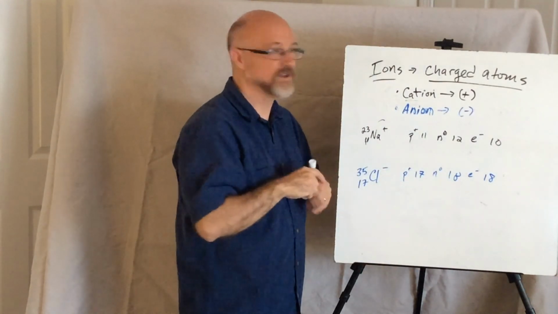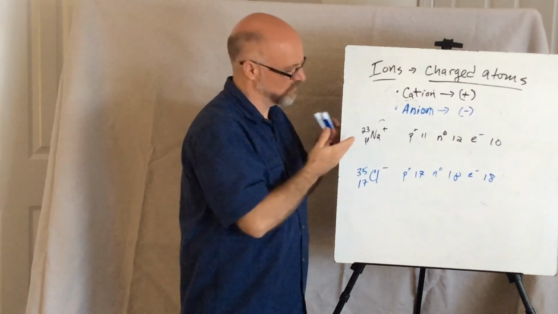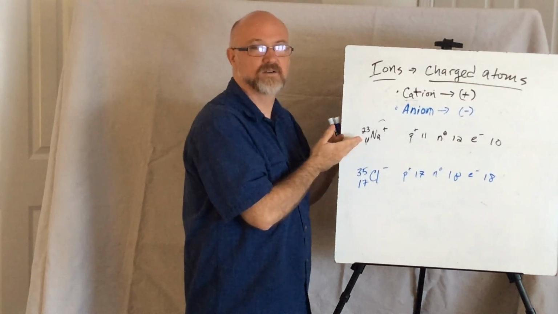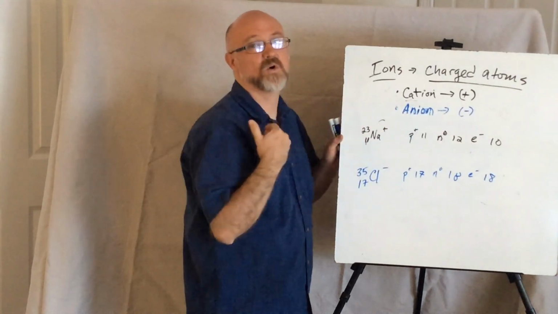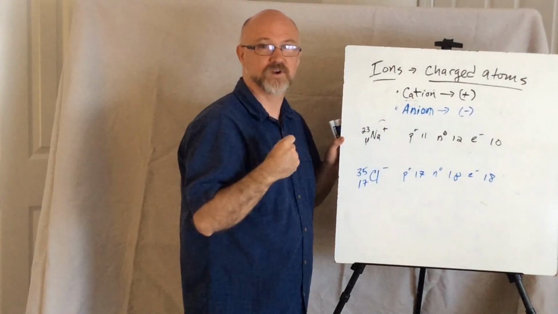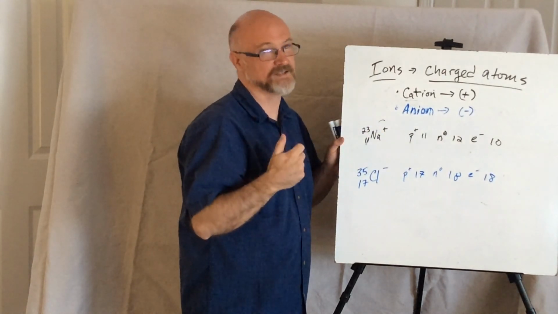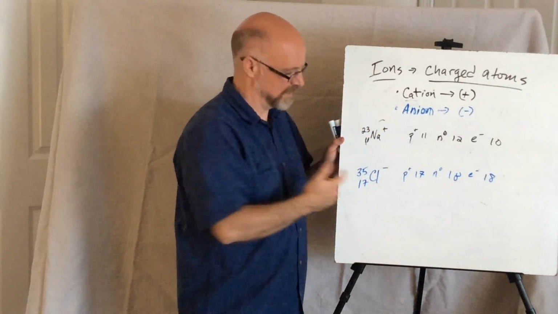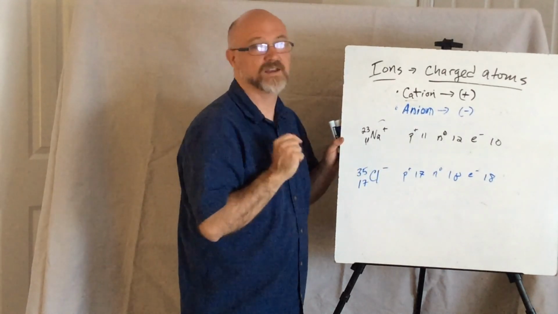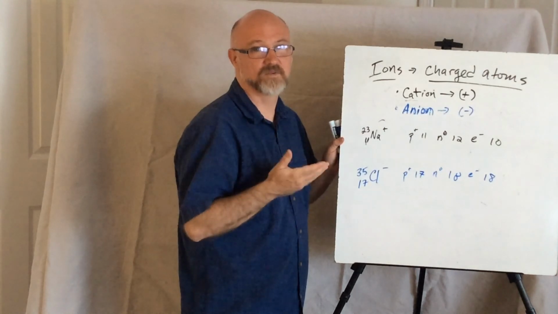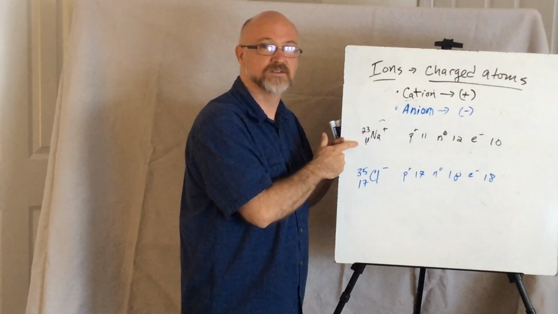So from reading the notation, you always have the atomic number, which tells you the number of protons. If there's no charge, then you also immediately know the number of electrons. If it does have a charge, well, then you have to say positive means fewer electrons, negative means more electrons. And then, to figure out the number of neutrons, it's the difference between the mass number and the atomic number.